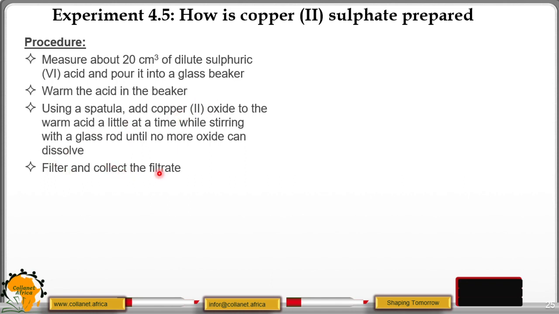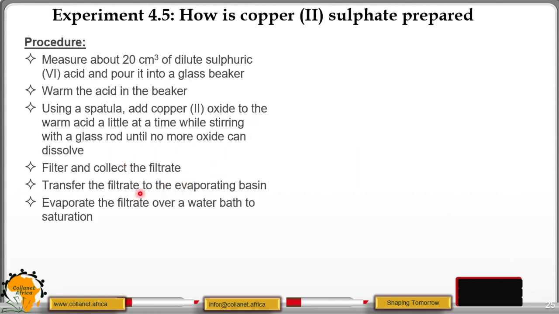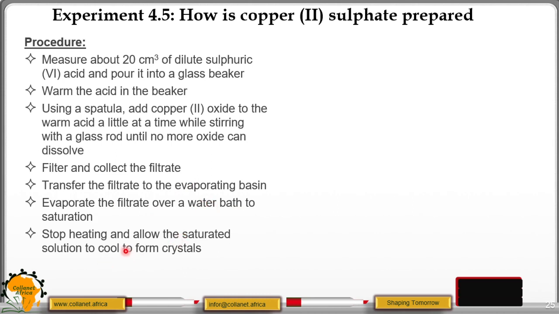Filter and collect the filtrate. Remember, you use excess copper 2 oxide to ensure that all the acid has been neutralized, because you're neutralizing an acid using a base. Transfer the filtrate to the evaporating basin. Evaporate the filtrate over a water bath to saturation. Stop heating and allow the saturated solution to cool to form crystals. Dry the crystals between filter papers.